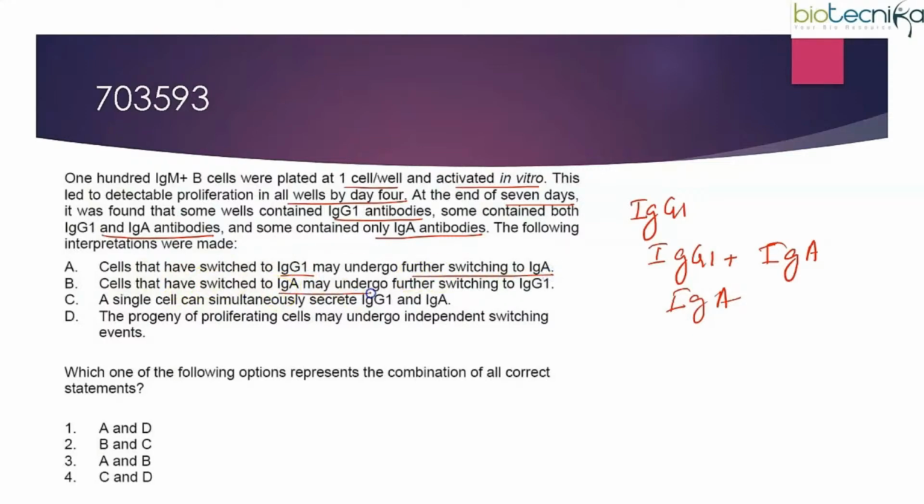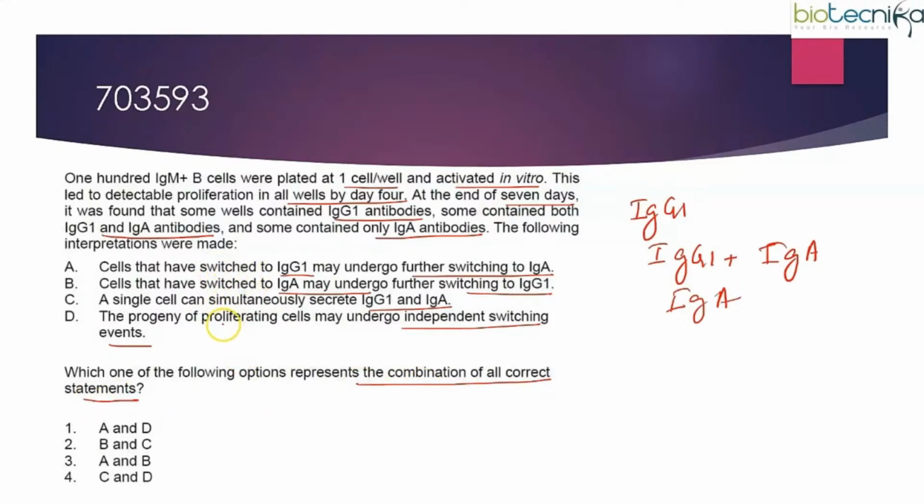Cells that have switched to IgA may undergo further switching to IgG1. A single cell can simultaneously secrete IgG1 and IgA. The progeny of proliferating cells may undergo independent switching events. So which one of the following options represents the combination of all correct statements?